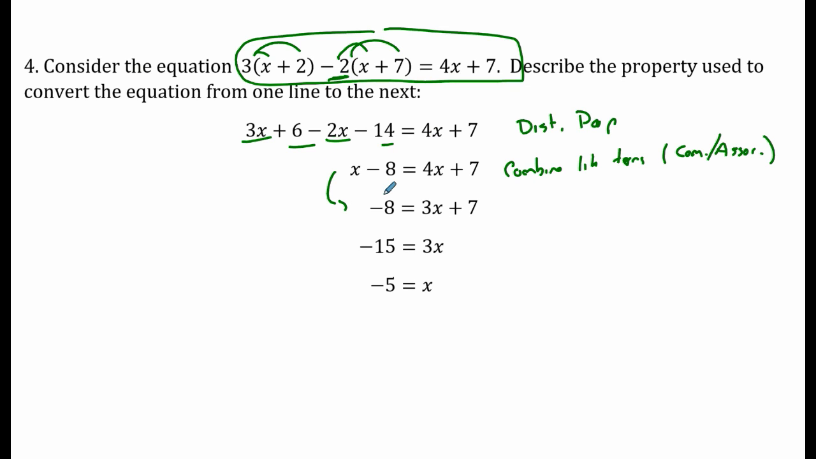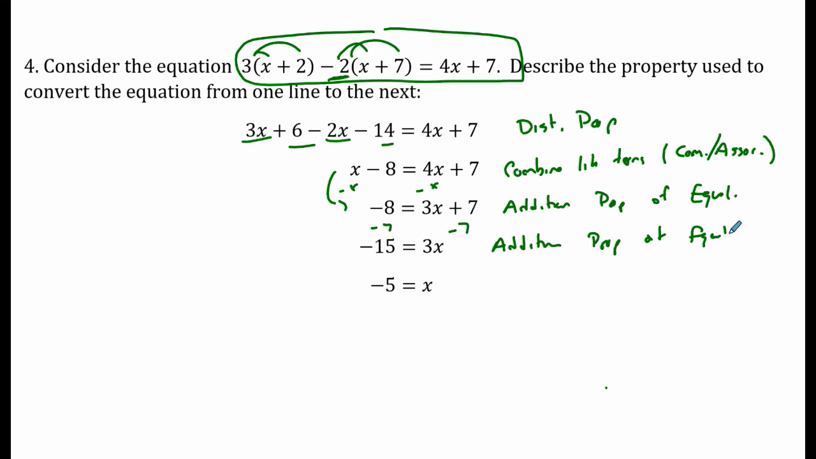How do I go from here to here? Well, I subtracted x from both sides. That's the addition property of equality. If I subtract x from both sides, that's the addition property of equality at work here. Oh, and then it looks like they subtracted 7 from both sides. That's the addition property of equality again. And then they divided by 3. Well, dividing by 3 is really multiplication, so I end up with the multiplication property of equality.